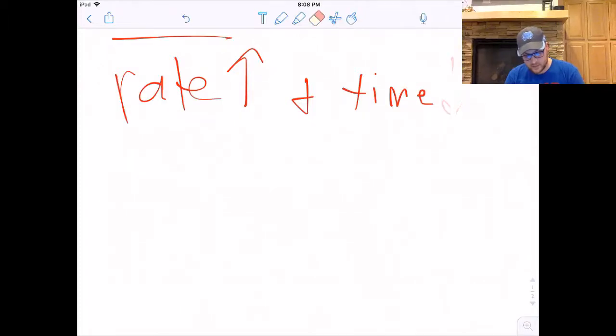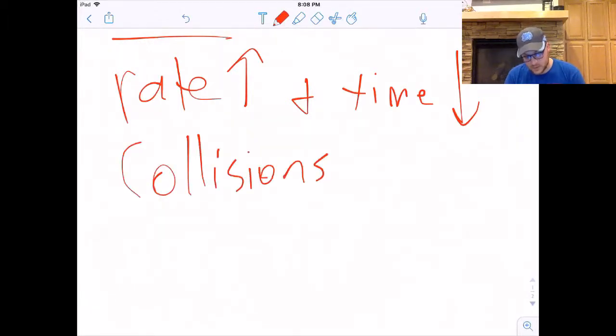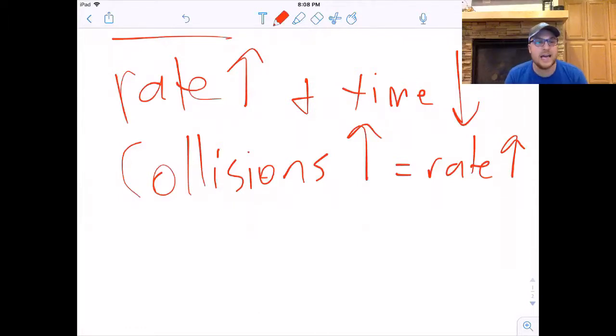Let me make that time, that looks like a D. So, it's all about collisions. If we can make collisions go up, we will make the rate go up. We need these particles to collide. If these particles are not colliding, they are not reacting, and therefore, they are not proceeding at a faster rate. And if they're not reacting, you're not making any products. And that's the goal. We need to take a few things and get them to collide, or take one thing and get it to collide with itself so we can get a reaction to proceed.